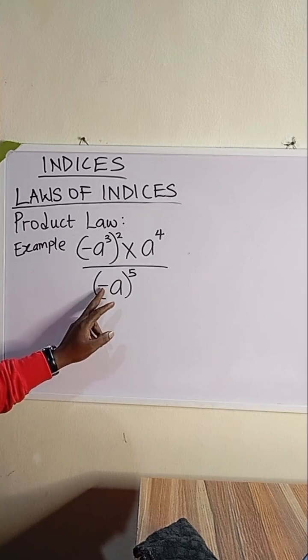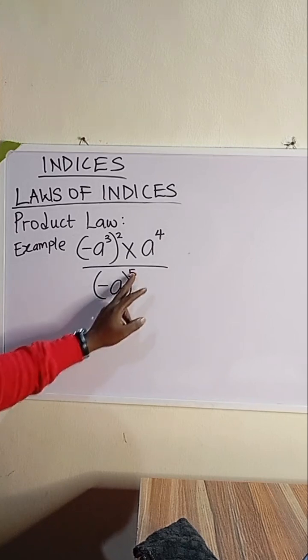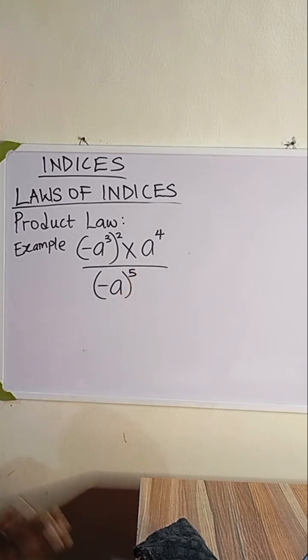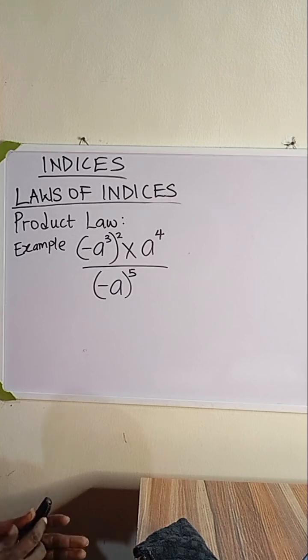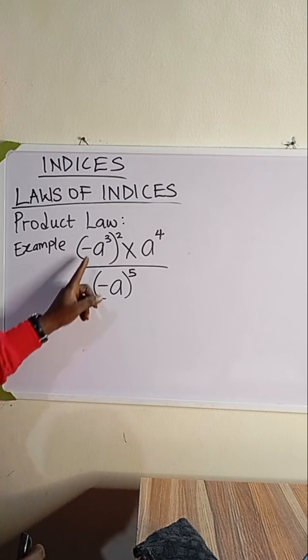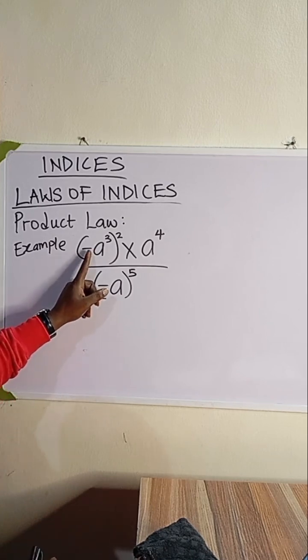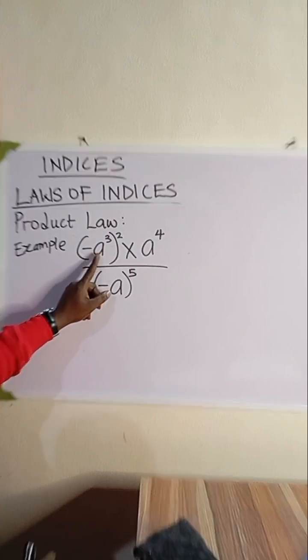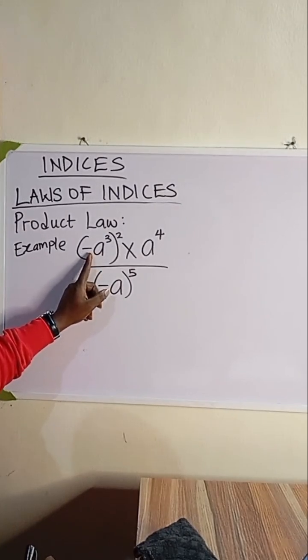Some students might fail this if they are not careful. It looks easy, but if you're not careful, you might fail it. First thing you need to do in order to be safe is to set the numbers here. Is there any number in front of a to the power of 3 here? Who can tell me the number here? Because if you don't know the number there, then you might end up failing the question.